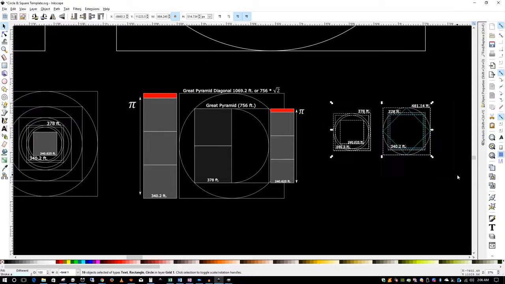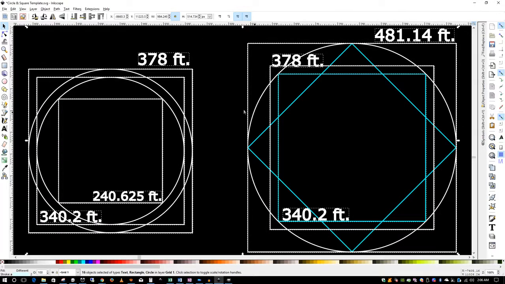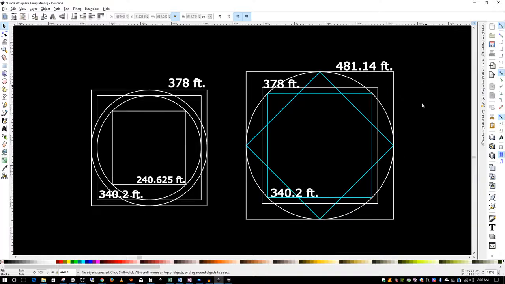And then over here you can kind of see the way it looks, because the 481.14 is basically the 340.2 turned on its side here, these blue squares that you see. And this circle, which is the 481.14, the 378 squares that circle, as you can see right here.